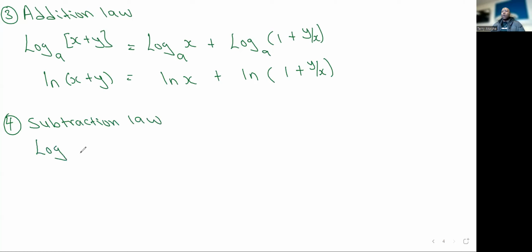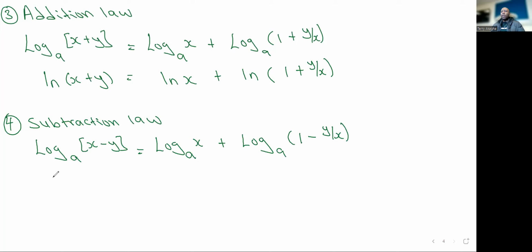Number 4 is the subtraction law. So here we have log a, but instead of having x plus y, we're having x minus y. And that will give us the same thing. It's going to give us log a x plus log a, now instead of having 1 plus, the difference here is going to be 1 minus y over x. And also, we have ln, same thing, x minus y is going to give us ln x plus ln of 1 minus y over x. Okay?